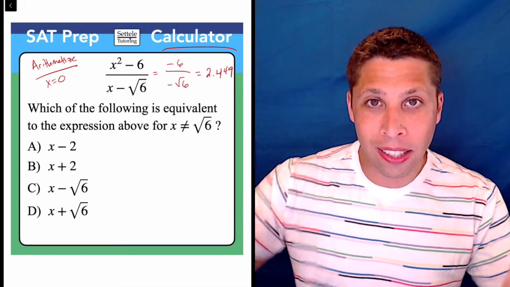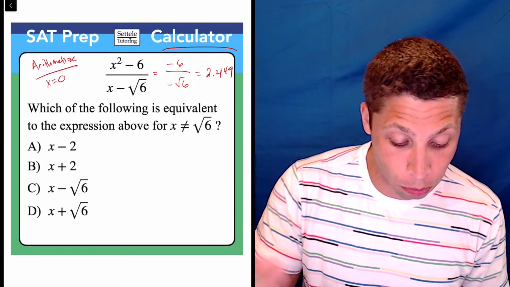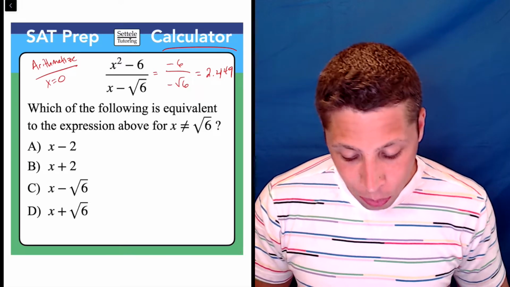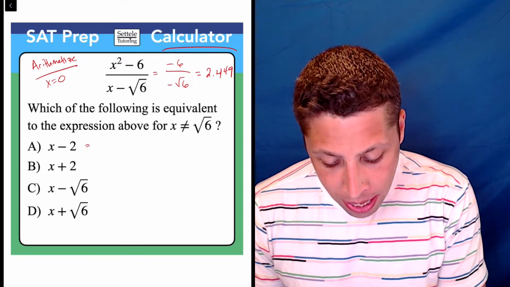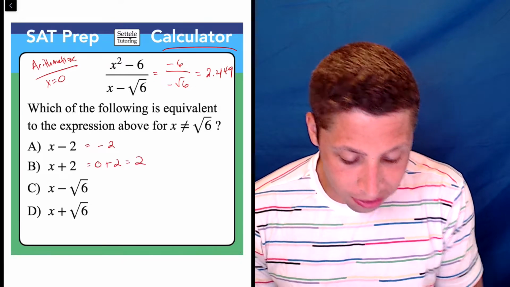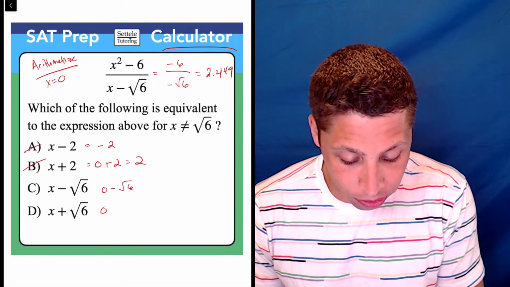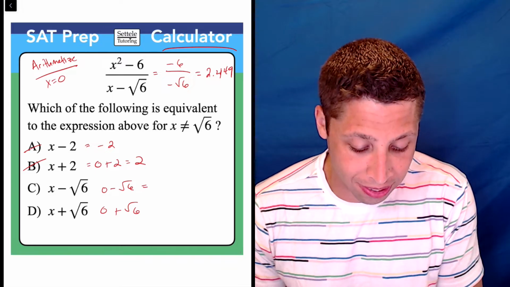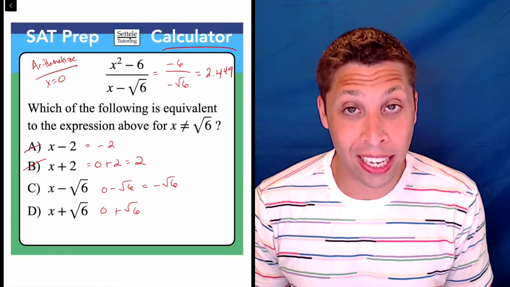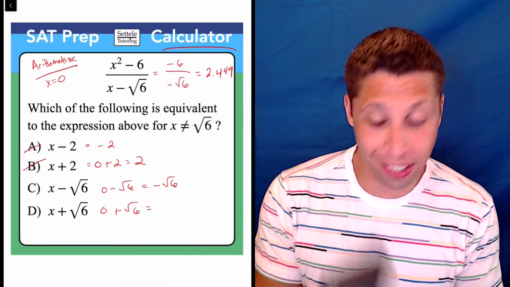Because now when I plug in 0 to some of these answer choices, I should hopefully get 1 that is equal to 2.449. Now, it's hopefully obvious which one it's going to be. We look at A and B, and 0 in for x here would be negative 2. 0 plus 2 is positive 2, so those two are gone. And then it's 0 minus radical 6 or 0 plus radical 6. Even without doing the decimals, I can see that this one's going to be negative, so that's not going to work. But if you're unsure, plug the square root of 6 into your calculator.